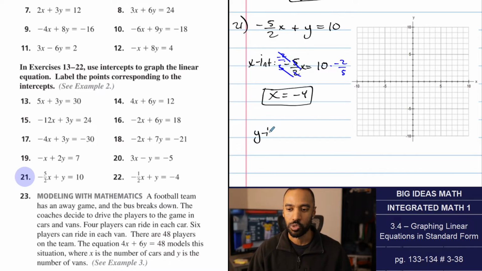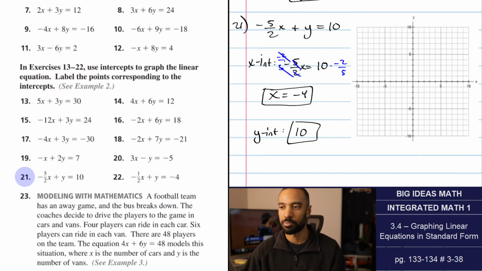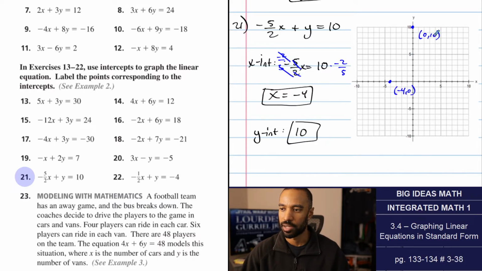Now, the y-intercept is really easy. Turn that x term into 0. y is 10. y equals 10. That's your y-intercept right there. Now, sorry if I didn't label on the previous problem. I was too busy talking. I'll make sure to label on this one. So this is -4, 0. And 0, 10. And it's good that we keep highlighting.